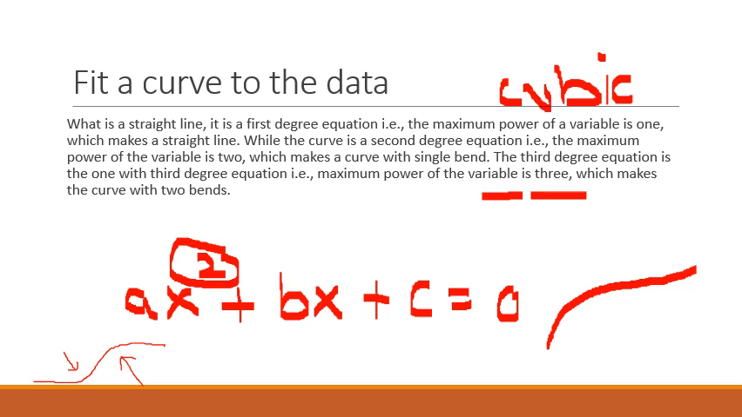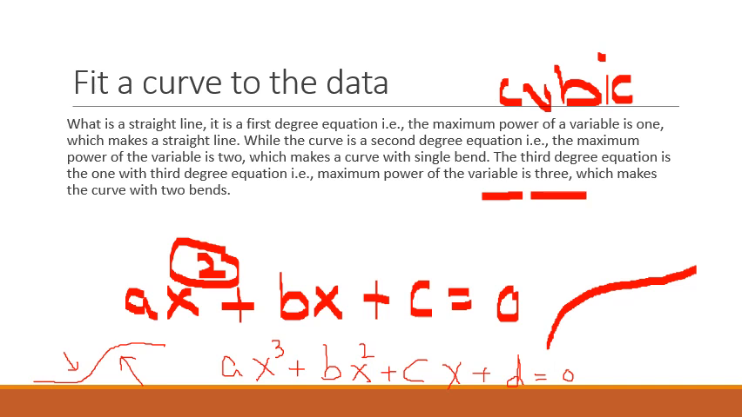The line representing the cubic equation: a x power 3 plus b x power 2 plus c x power 1 plus d equal to 0. Now you can understand.